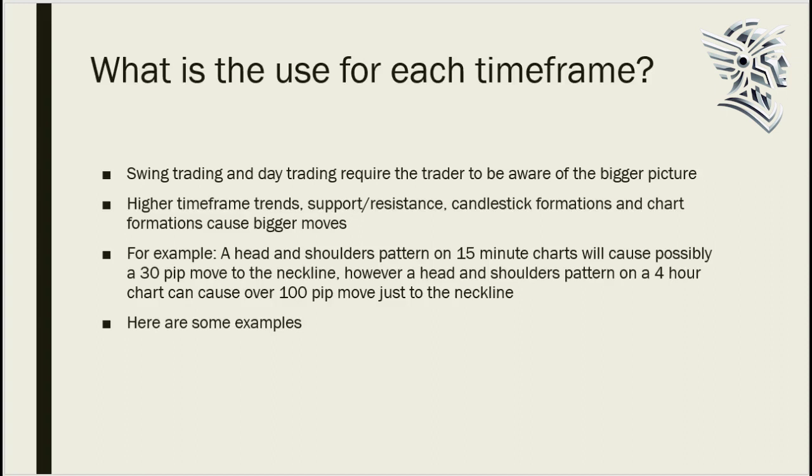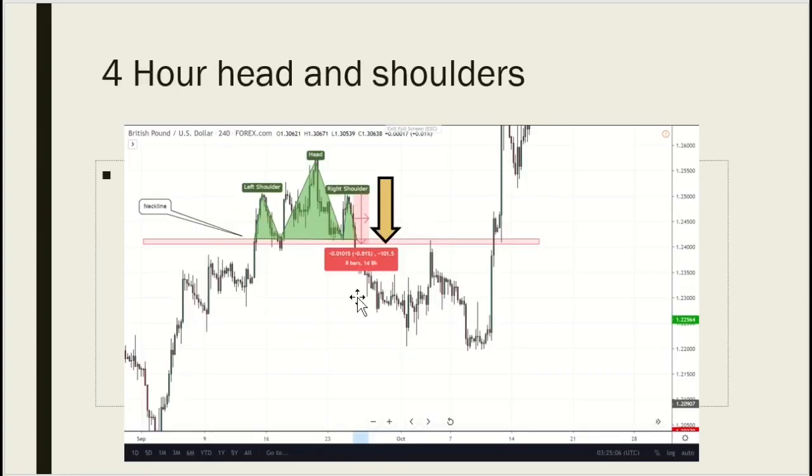For example, a head and shoulders pattern on a 15-minute chart will cause maybe 30 pips to the neckline, whereas head and shoulders on a 4 hour chart can cause over 100 pips just to the neckline. So here's an example. You have your neckline here highlighted by the red. This is a 4 hour chart as well. You have your left shoulder, your head, your right shoulder. And from the right shoulder to the neckline, 101.5 pips, which is a really nice trade for most people.